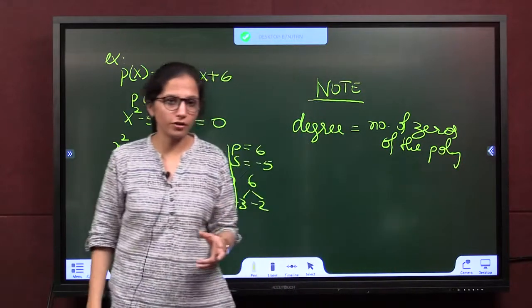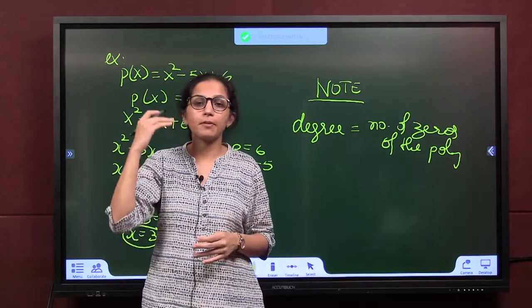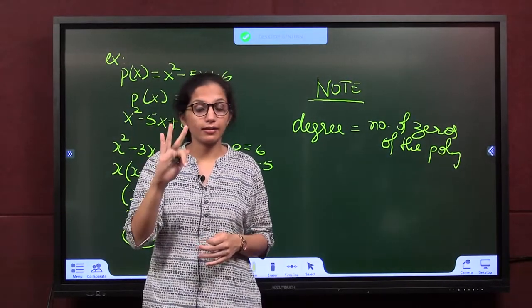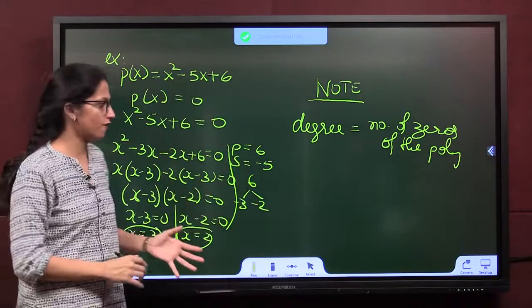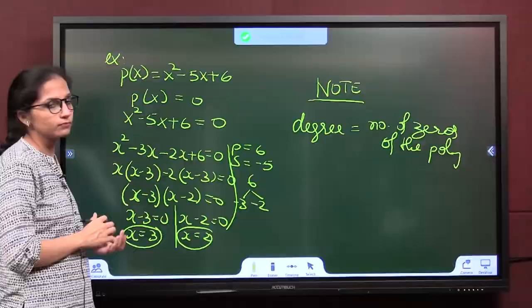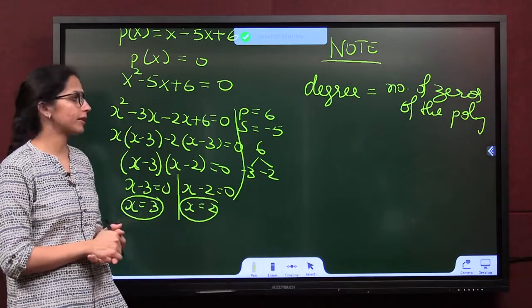So a cubic polynomial, how many zeros will be possible? Cubic polynomial is x power 3. 3 is the degree. So there will be 3 possible zeros. If you solve, you will get 3 values of x. So now let us understand the geometric meaning or graphical meaning of polynomial.